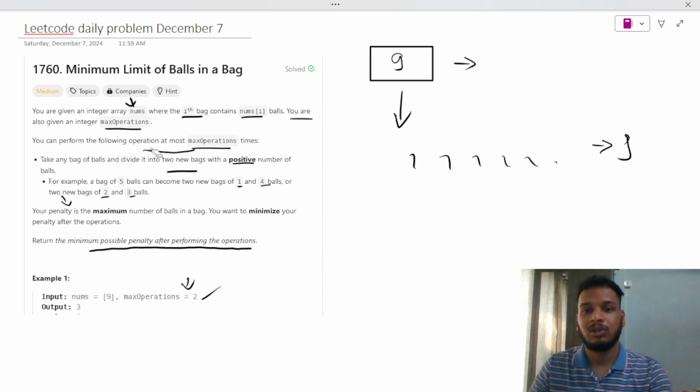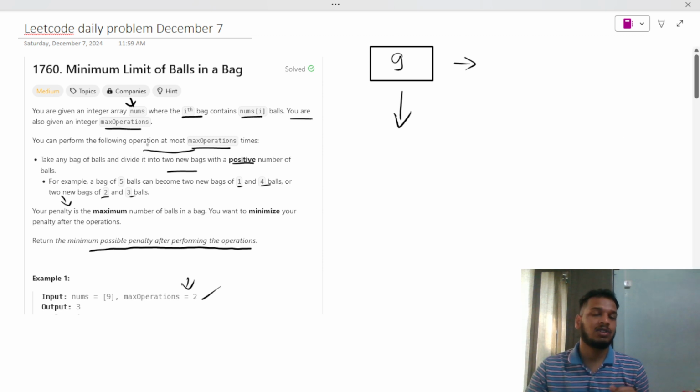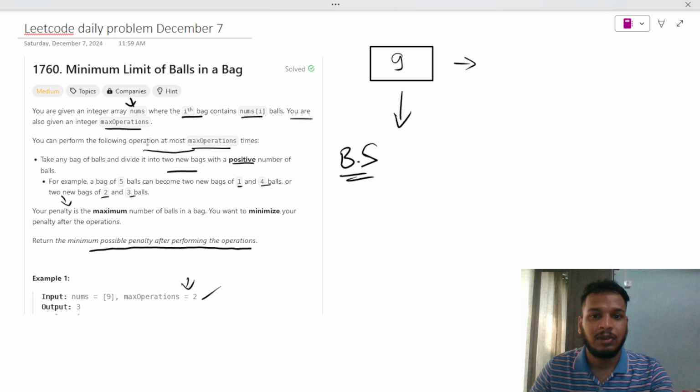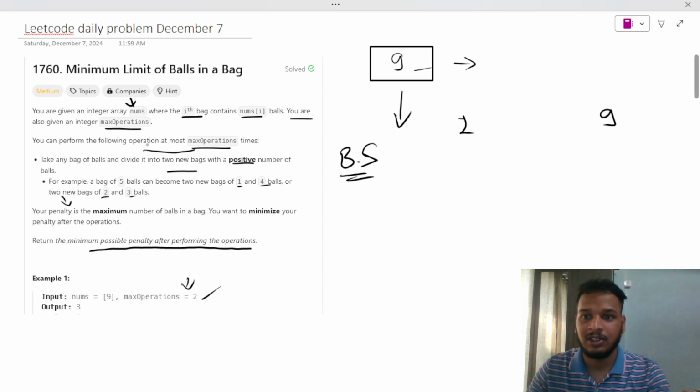So how can we solve this problem? I hope you have understood the problem. Let's solve it. The solution is pretty simple: we are going to use binary search. Why binary search? Because a ball cannot be split into 0, there cannot be 0 balls in a bag. So the answer can be a minimum of 1 and a maximum of 9.